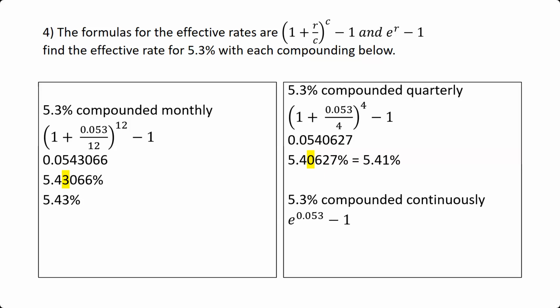Now, you'd have to hit Shift and LN. You should get e with a caret and a parenthesis. You'd put in 0.053, close the parenthesis before you subtract 1. Or if your calculator just puts it right up in the exponent, put your 0.053, come back down and subtract the 1. Still should be a little bit larger than the 5.3. Writing it as a percent, 5.44.